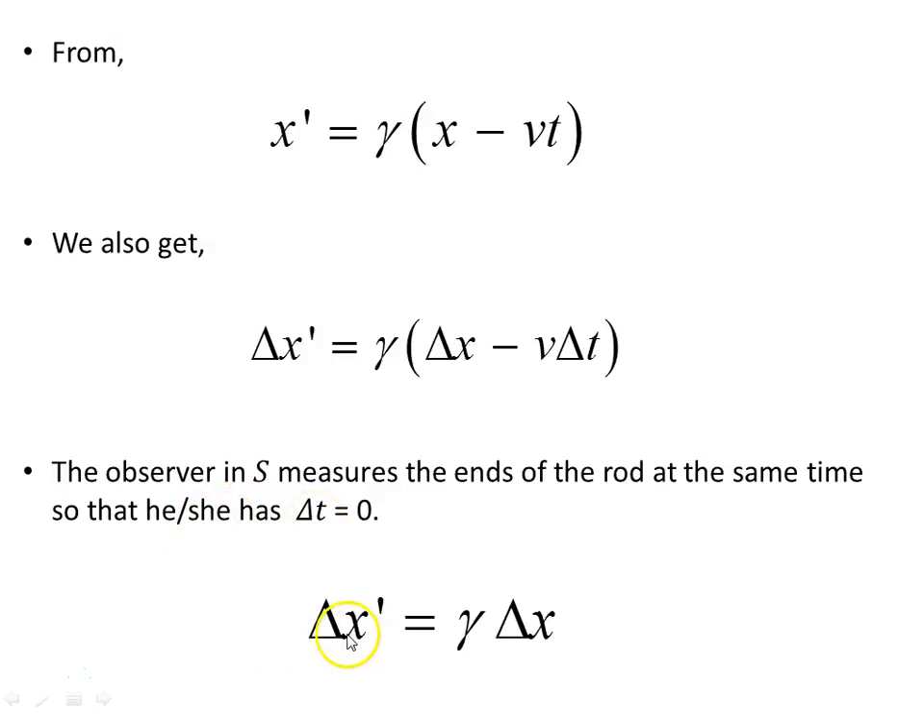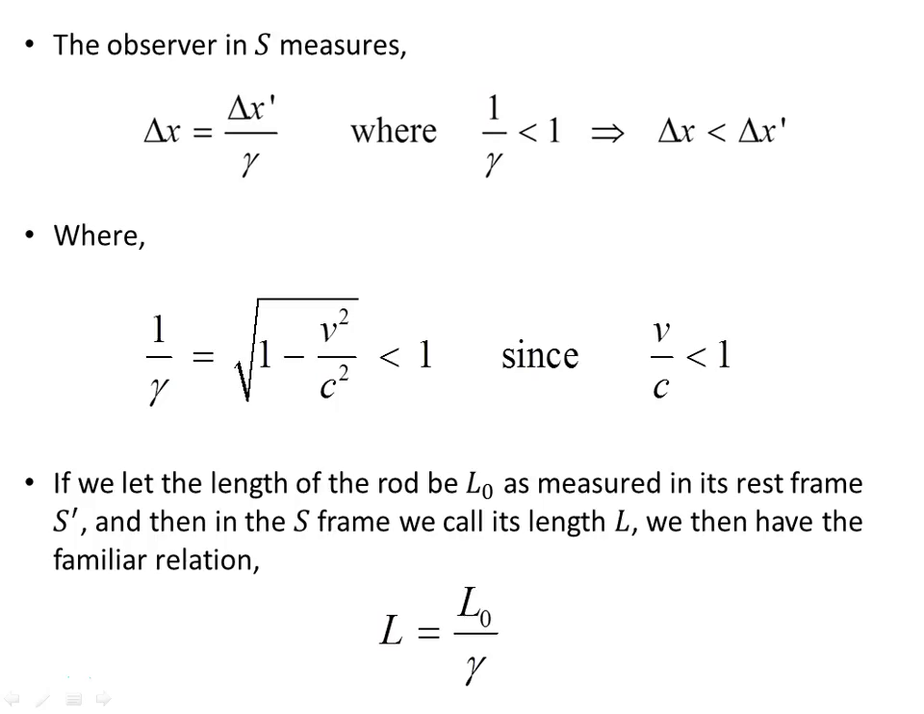And when that's done, delta t goes to 0, and we're left with delta x' equals gamma times delta x. So delta x' is the length in the S prime frame, and delta x is the length of the rod in the S frame. As you can see, there's a factor of gamma here. Now the observer in S measures delta x equals delta x' on gamma, where 1 on gamma is less than 1, we'll see why in a minute, and that tells us that the length of the rod in the S frame is less than the length measured by the observer in the S prime frame.